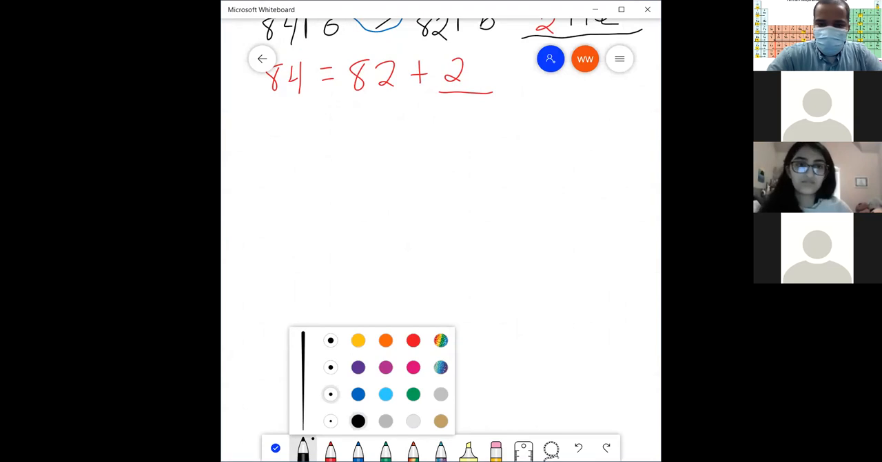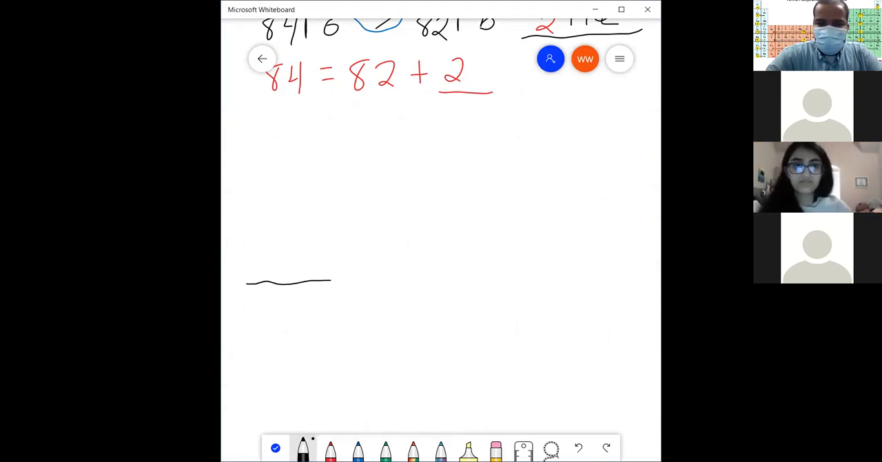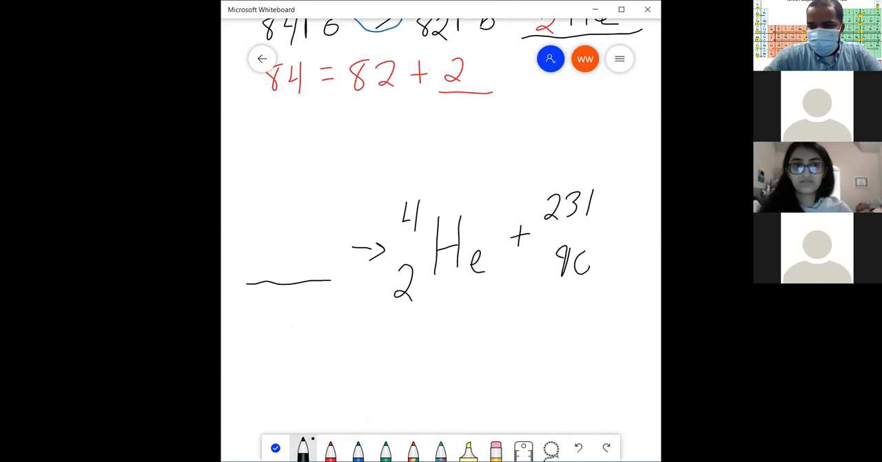Okay, so we're starting off with, we don't know what we have. Whatever it is breaking down into two components. The first one is going to be an alpha particle, which has a mass of 4 and an atomic number of 2. It looks just like a helium atom because in fact, it is a helium atom. Plus, we have something that has a mass of 231, and it has an atomic number of 90, which means that it has 90 protons, and the only element that has 90 protons has the symbol TH.